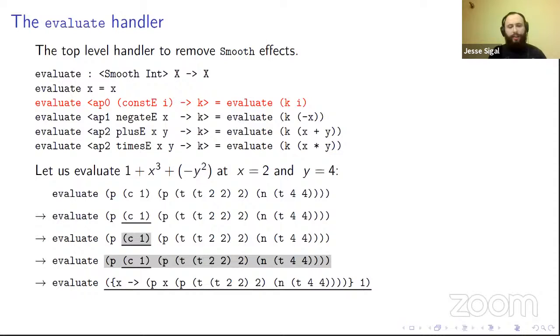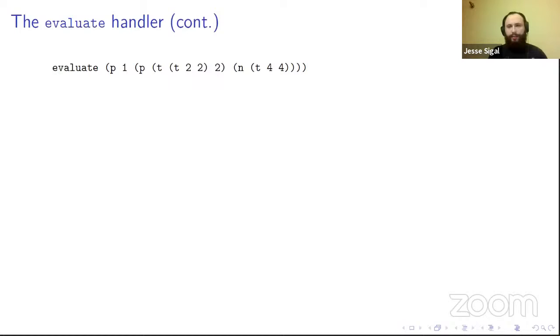And now we have evaluate of that continuation applied to one. If we just apply that function, the continuation, we have an actual integer one in the place where we had the effectual command before. So if we keep doing this, the next left to right evaluation that we need to do is 2 times 2, or E22. So we do the same thing.